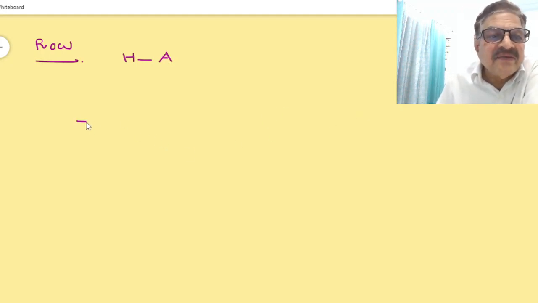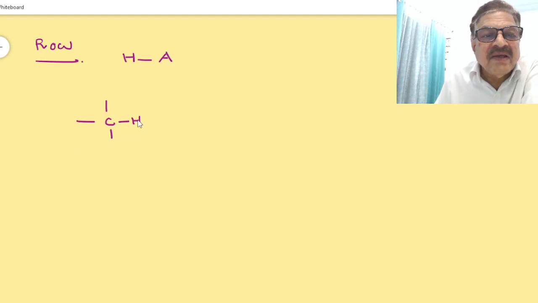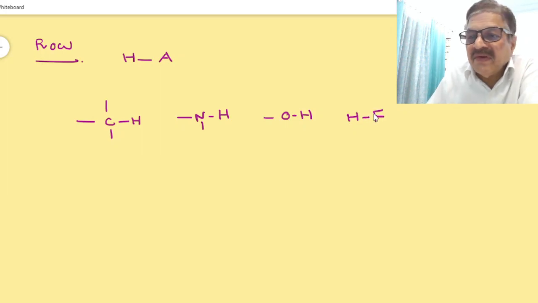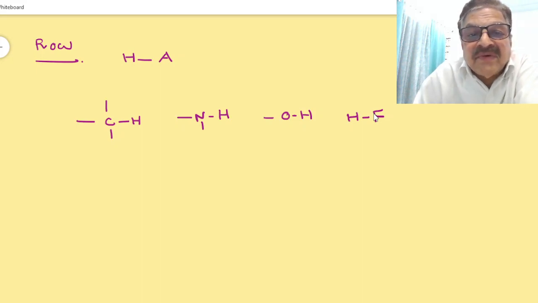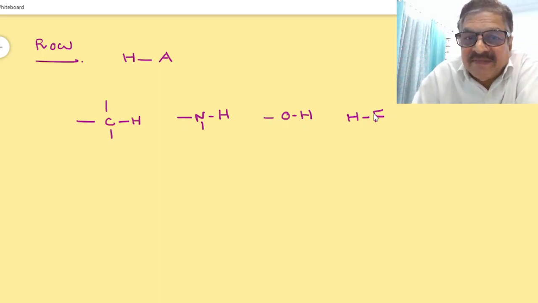If you are just going like this, this is carbon, group 4A, we have CH4 here. Then we have NH3. Then we have OH2. Then we have HF. So across the row of a periodic table, when we are going from group 4, group 5, group 6, group 7, the acidity of HA increases because the electronegativity of A increases. Electronegativity means the attraction for the electrons.